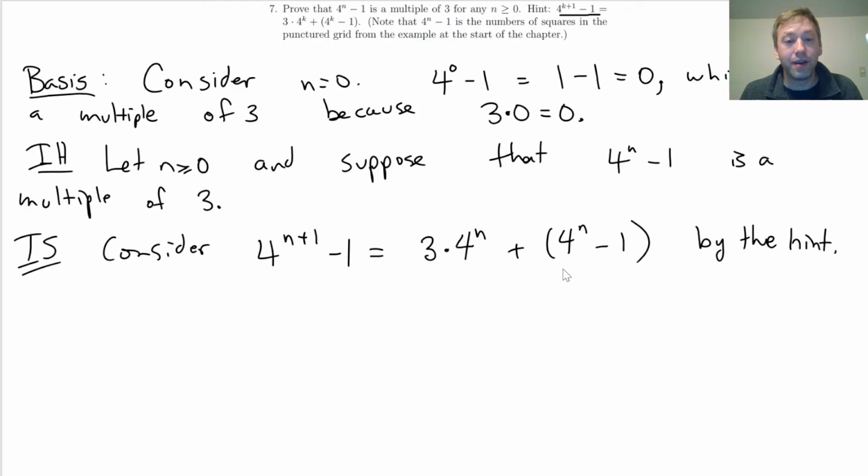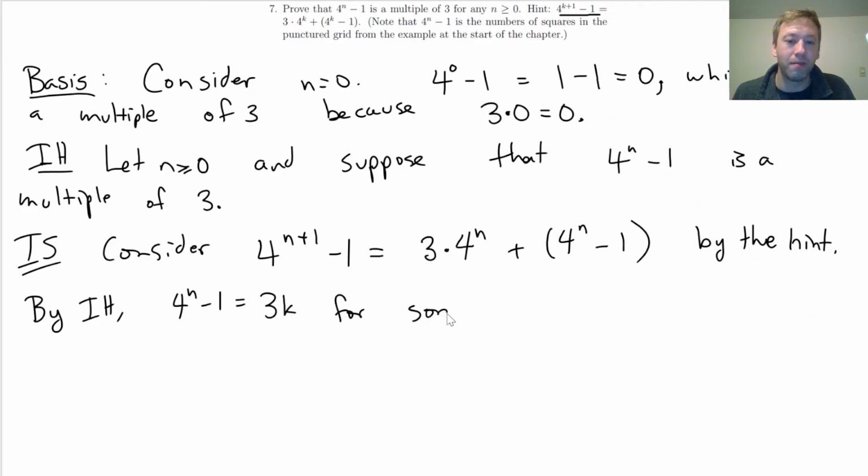And now here's the thing. By induction, we know that this is a multiple of 3. And this thing here is just clearly a multiple of 3. And if you add two multiples of 3, you're going to get a multiple of 3. So basically by the IH, 4 to the n minus 1 is equal to 3k for some k in the integers, right? So the inductive hypothesis says that 4 to the n minus 1 is a multiple of 3. What does that mean? It means it's equal to 3 times k for some k.